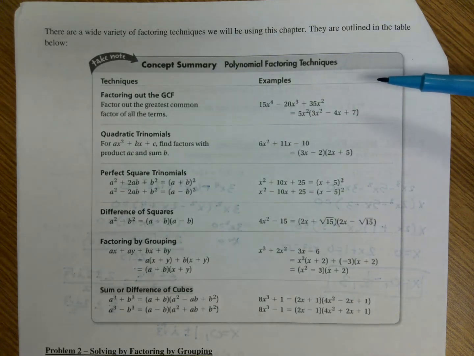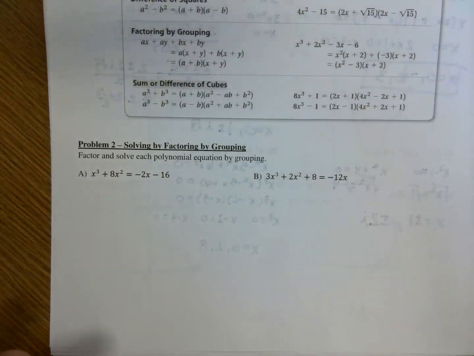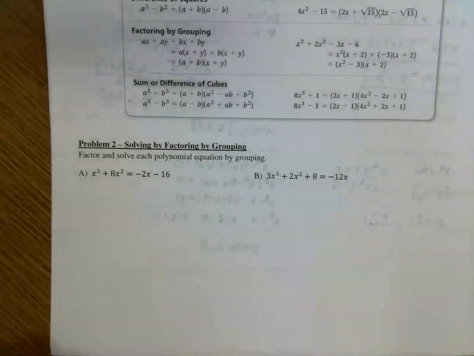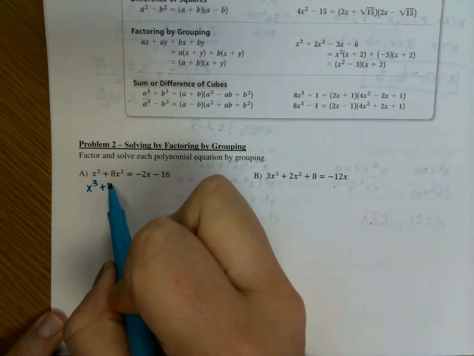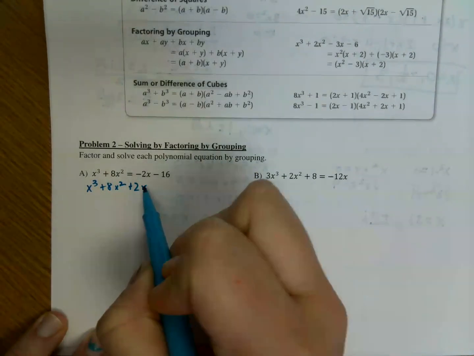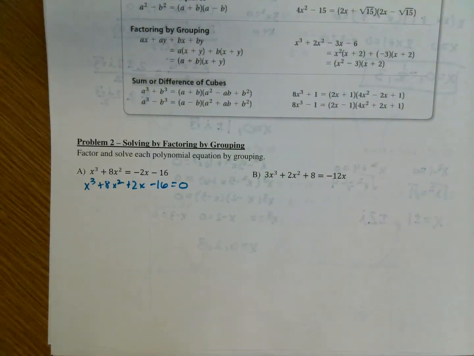If you want to put more time into looking at this, these are different things that might have to be factored, but I'm going to get right into actually factoring. So we're going to solve by grouping. If we have a cubic, the first thing I want to do is set this equal to 0. So I'm going to move over my 2x and my 16. There's nothing that I have in common there, so I can't factor anything out.